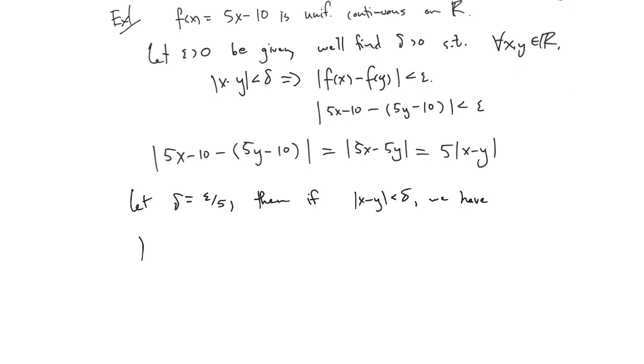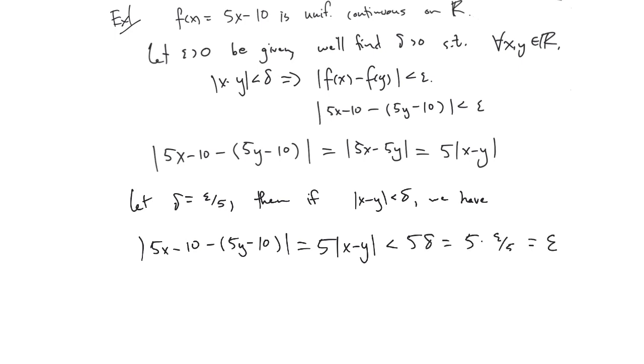what do we get? I've got to start with f(x) minus f(y). So (5x minus 10) minus (5y minus 10). This is equal to 5 times the absolute value of x minus y, but that's less than 5 times delta, which is equal to 5 times epsilon over 5, which is epsilon. That's it. All right? This is a pretty standard epsilon and delta argument.